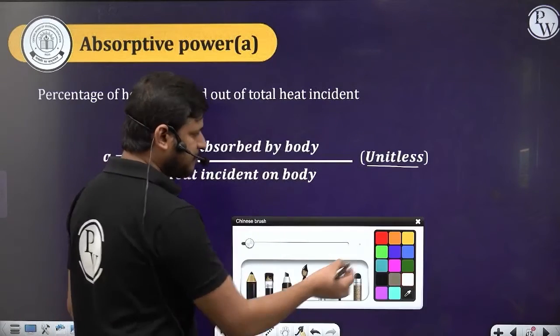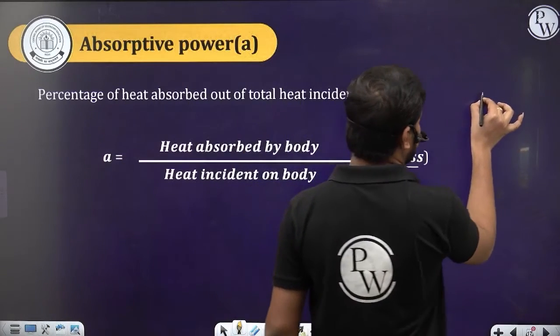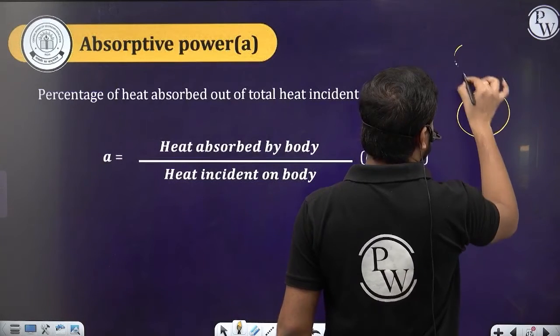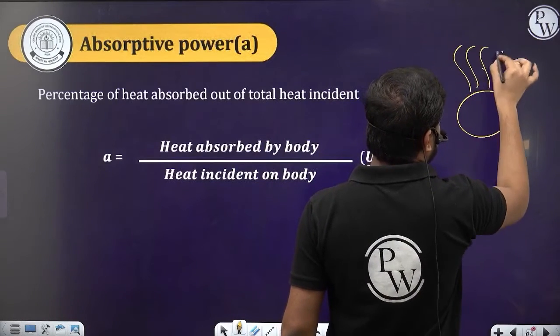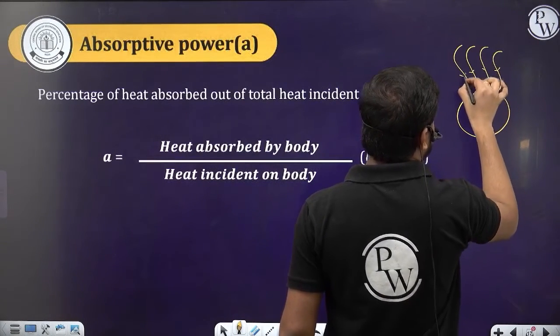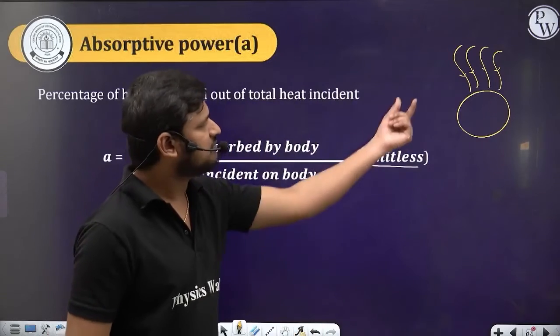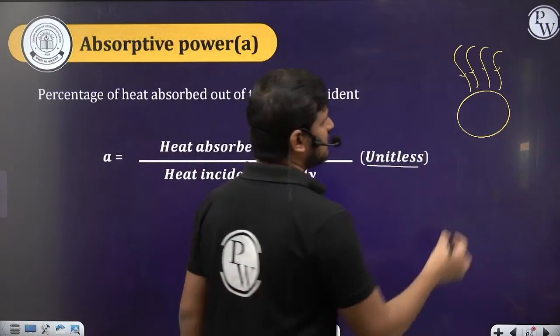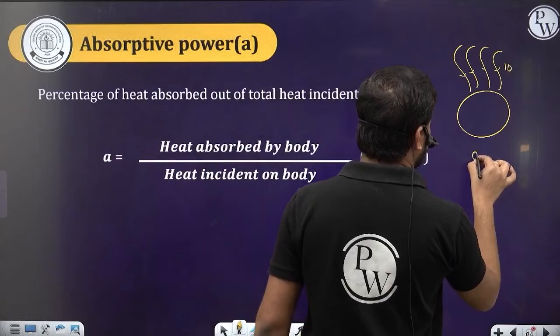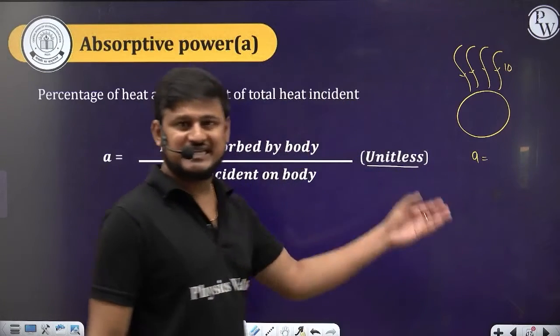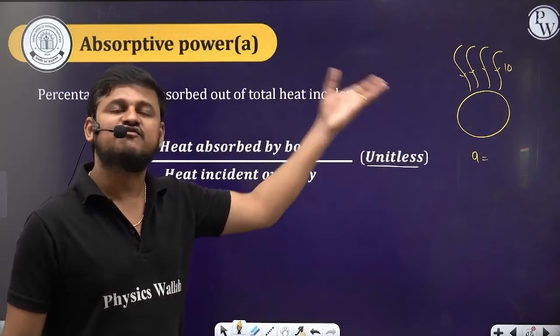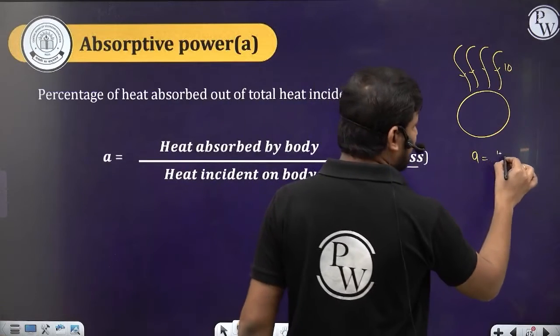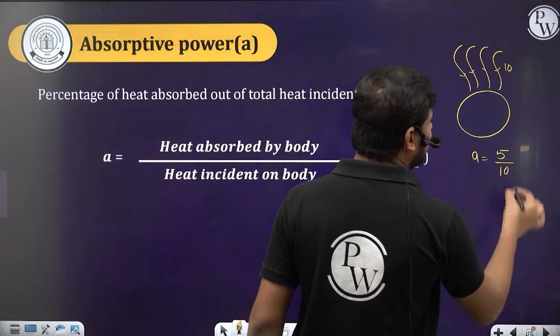Let's say a simple example. Consider this is a body. On this, some 10 radiations are falling. So these are the 10. Now, the body is absorbing only 5. So 5 upon 10 will be the absorptive power.